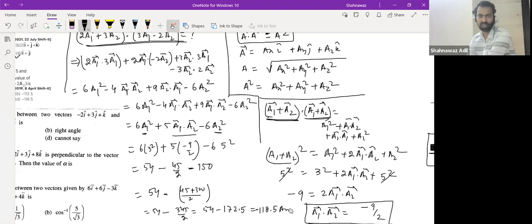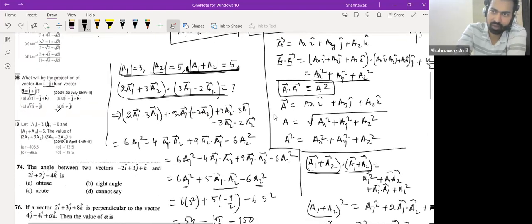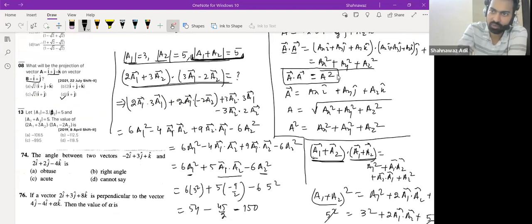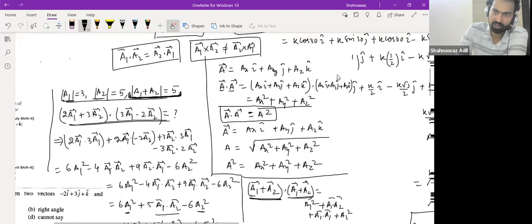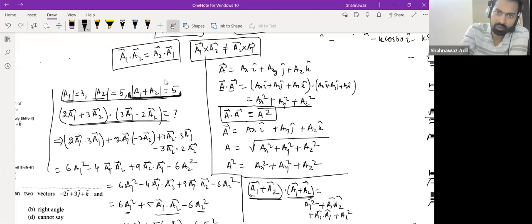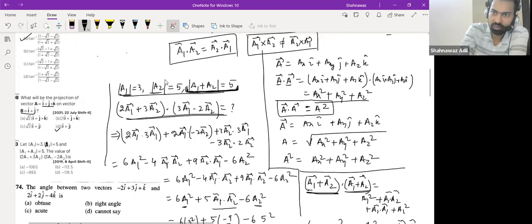If you guys have any doubt, please ask. Otherwise, please note down this problem. Okay, no doubt, so please note down this problem. If you guys don't have any doubts, please note down. And this is the answer.